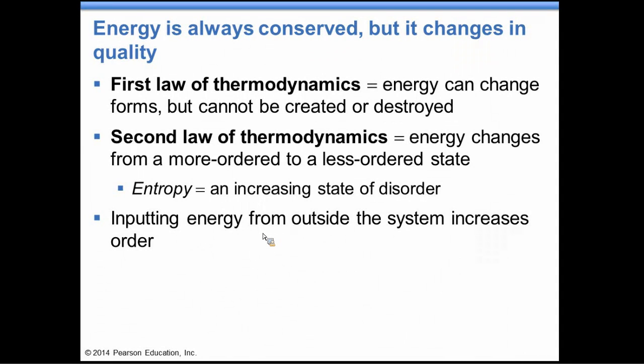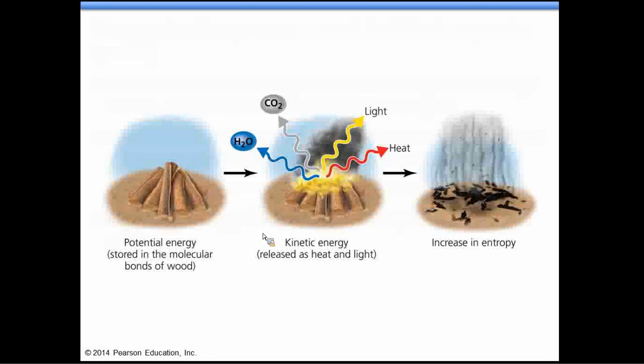Energy is always conserved, but it changes in quality. The first law of thermodynamics states that energy can be changed from one form to another, but it cannot be created nor destroyed. The second law of thermodynamics states that energy tends to change from a more ordered state to a less ordered state, as long as no force counteracts this tendency. Systems tend to move towards increasing disorder, or entropy. The order of an object or system can be increased through the input of additional energy from outside the system.